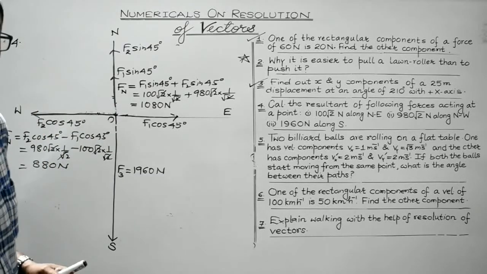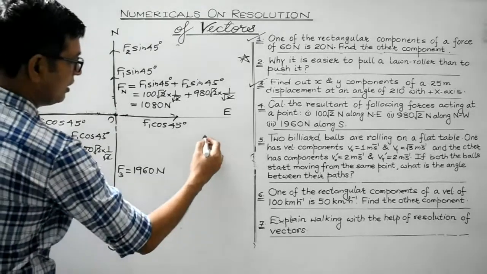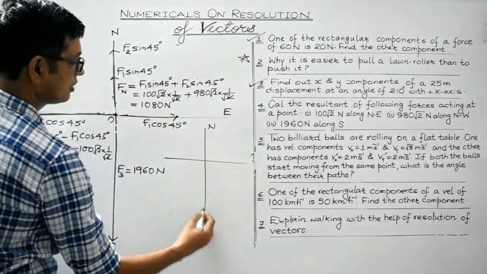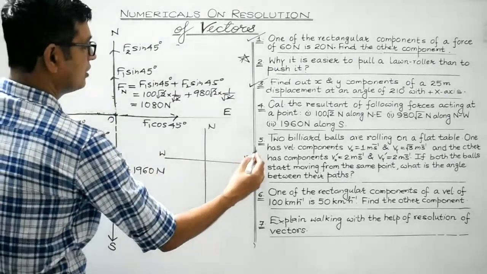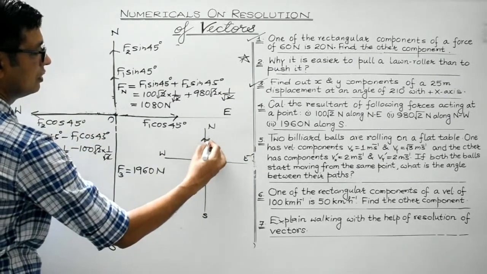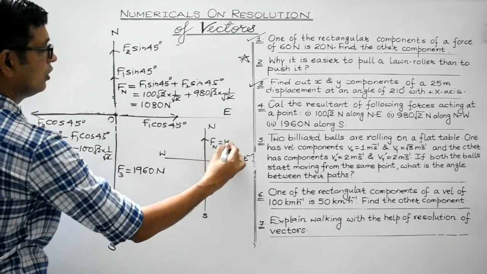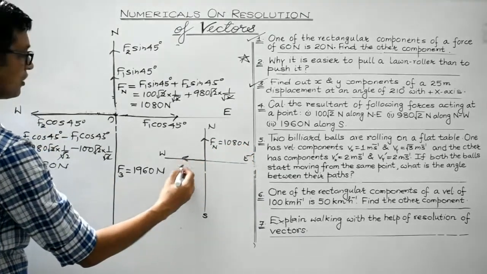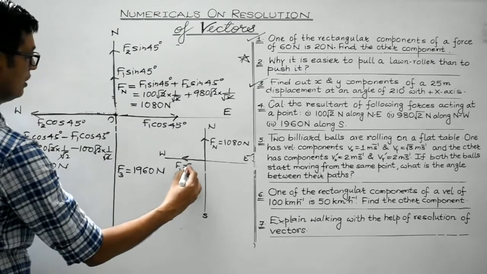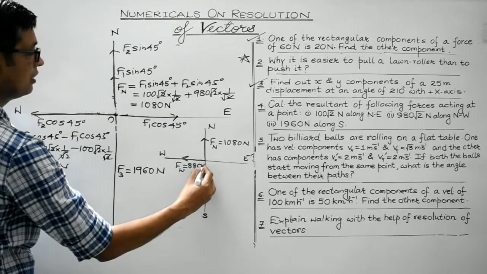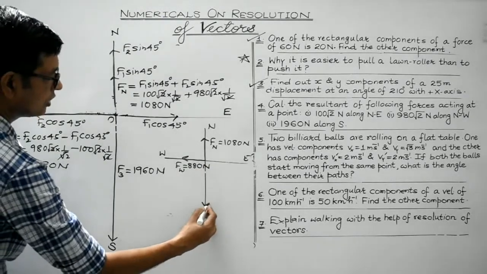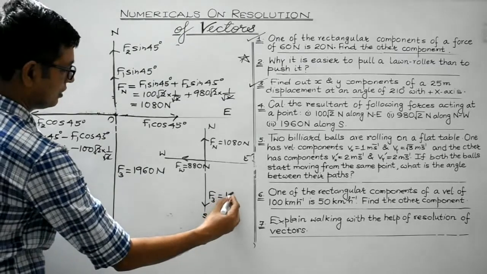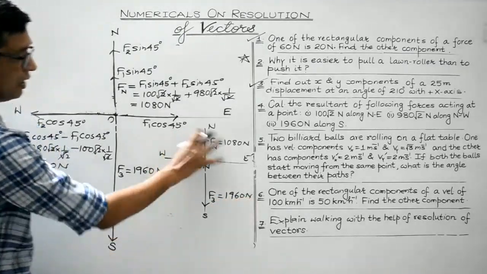So we are left with three forces, right? Again, let me draw the diagram. This is north, this is south, this is west, and this is east. Over here, the net force along north is 1080 Newton. The net force along west is 880 Newton. And the net force along south is F3, which is 1960 Newton. Now we are left with these three.